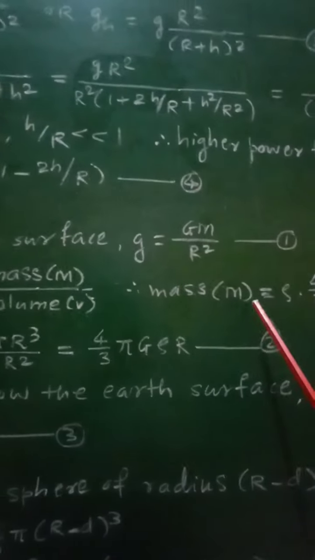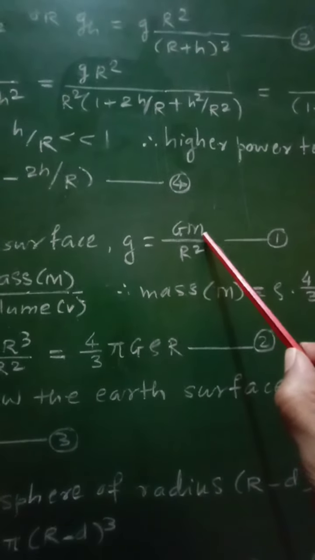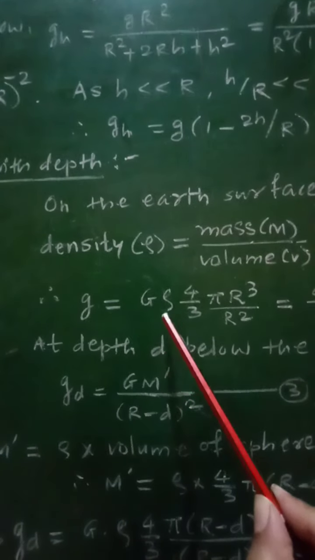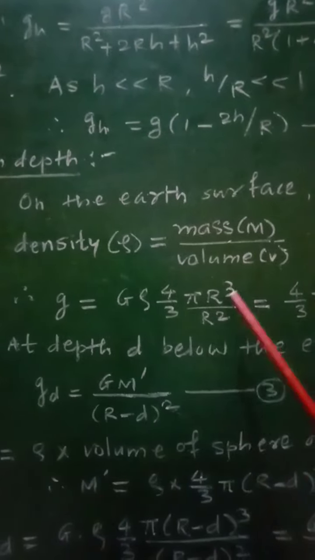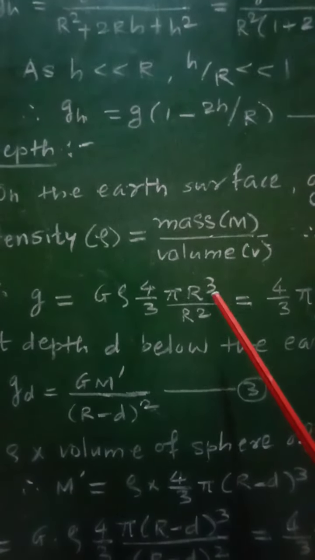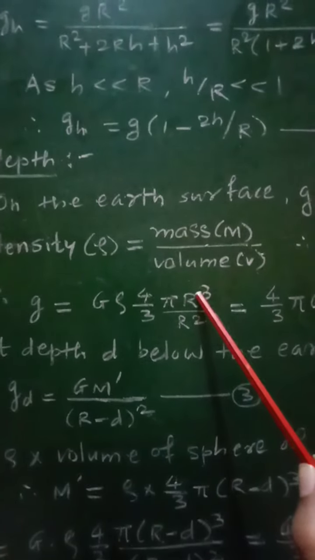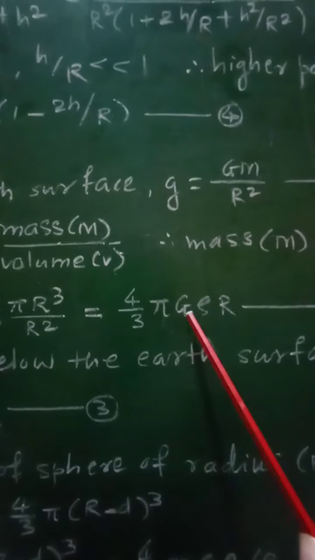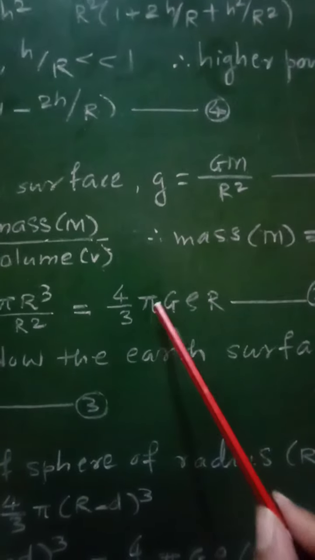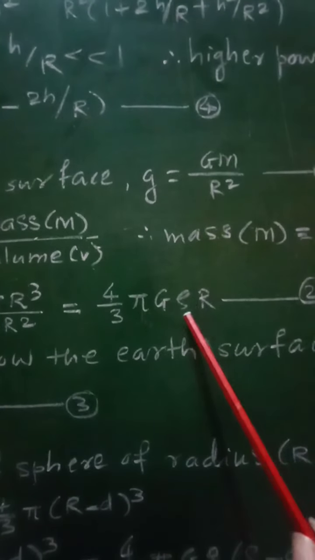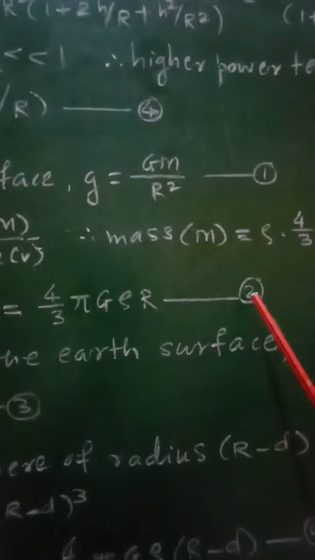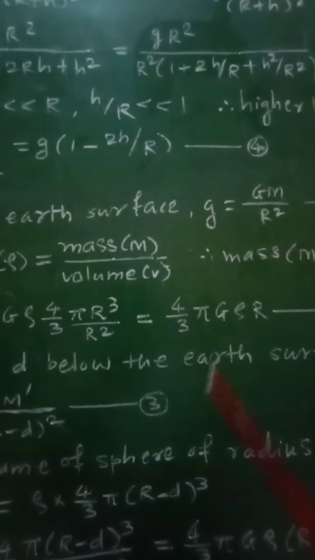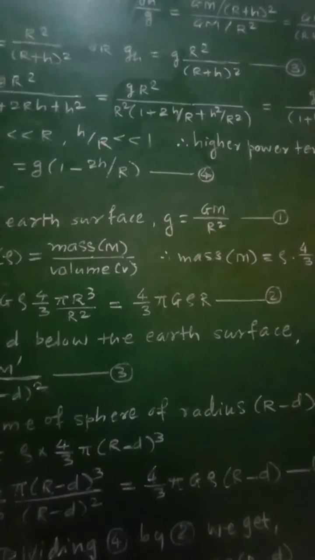So the value of this mass is kept in place of this M, therefore we will get g equal to G rho 4 by 3 pi R cube upon R square. R square will get cancelled with R square from this R cube, and therefore we will get only 4 by 3 pi G rho R, as equation number 2. So this equation will give us the acceleration due to gravity on the earth's surface.